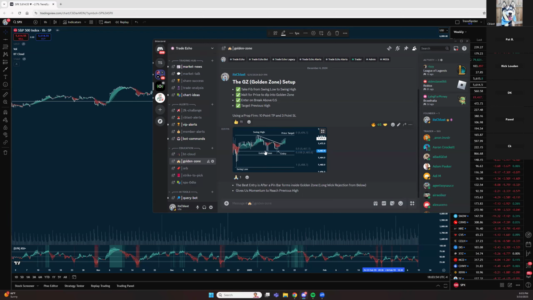Because if you don't have the pin bar, like we didn't have here on the test of 0.5, we didn't get back up to those previous highs. We rounded off and came back, but this is a lot stronger, and vice versa for puts.